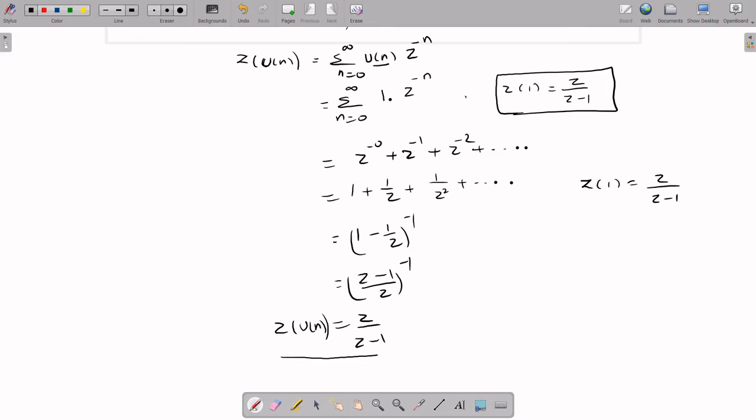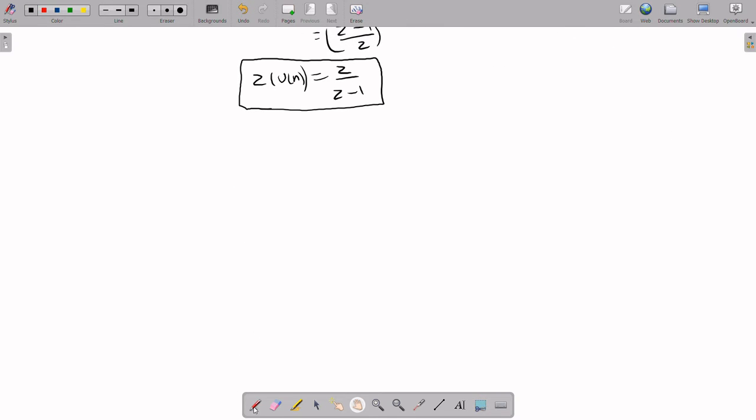This will be very helpful in doing problems. So you have to remember these two results also: the Z transform of the unit step function and the Z transform of the unit impulse function. You have to remember. Okay.